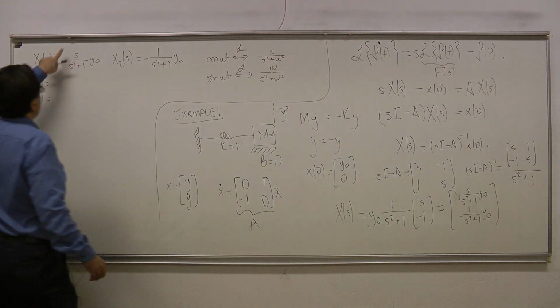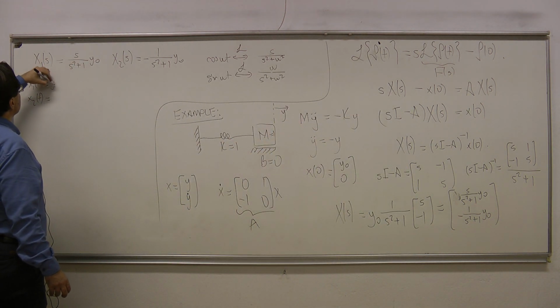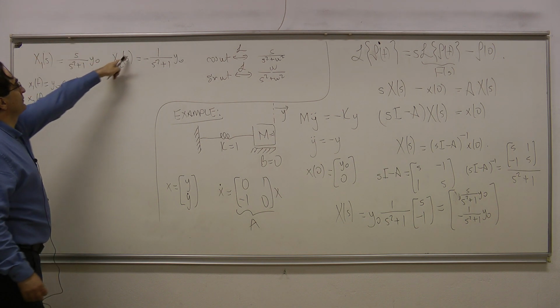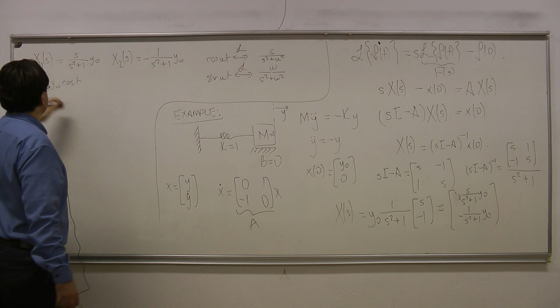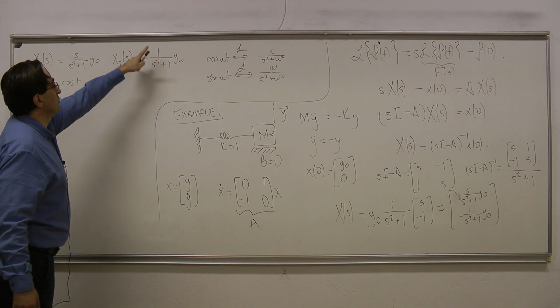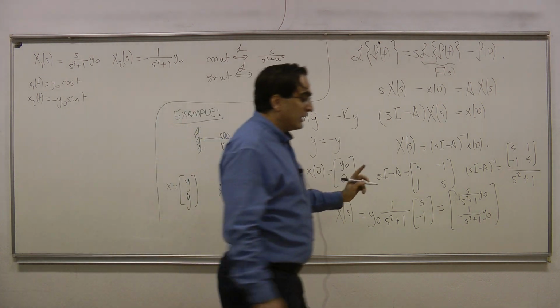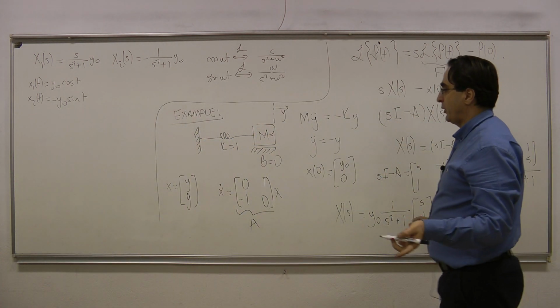Okay? So here I have this one, which is going to give me y0 times cosine t, and this one is going to be minus y0 times, you see, sine of t. All right? So I solved the differential equation.